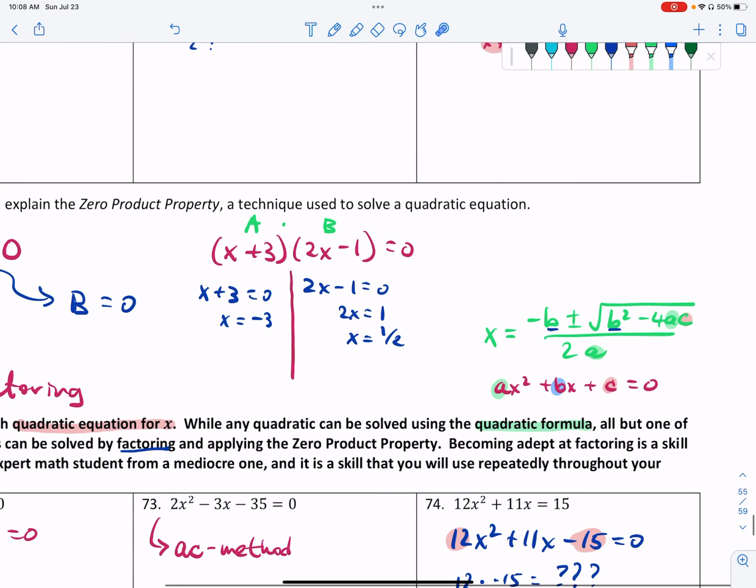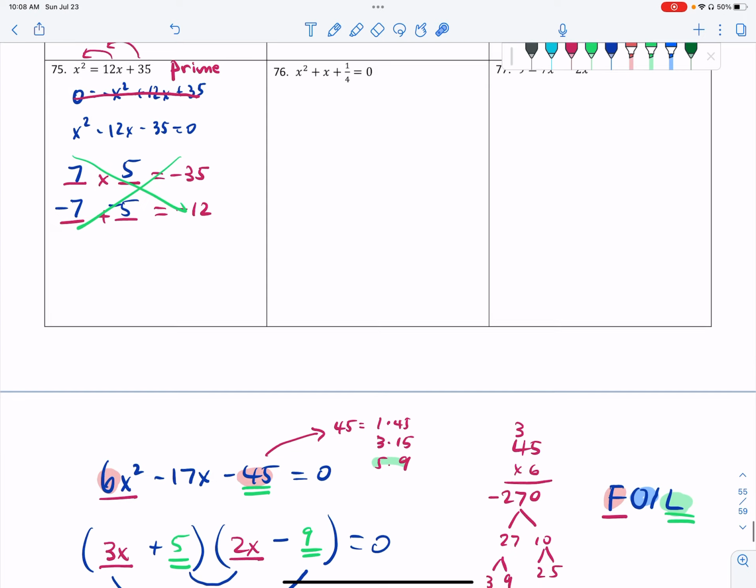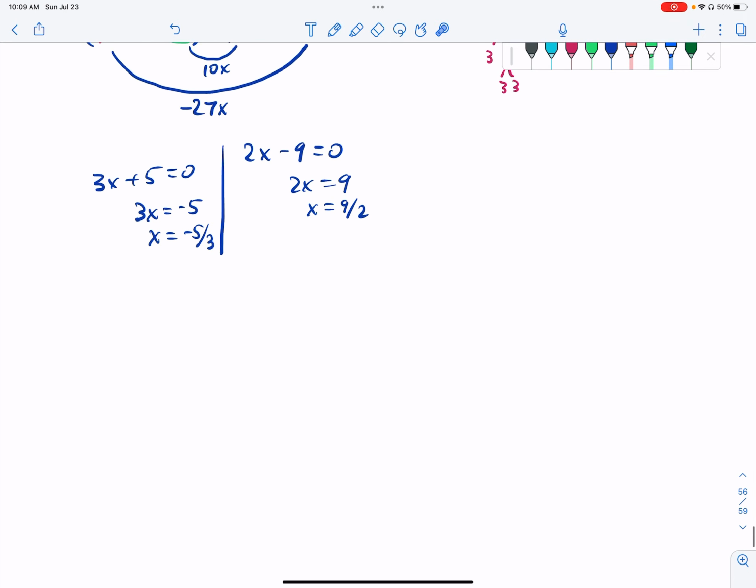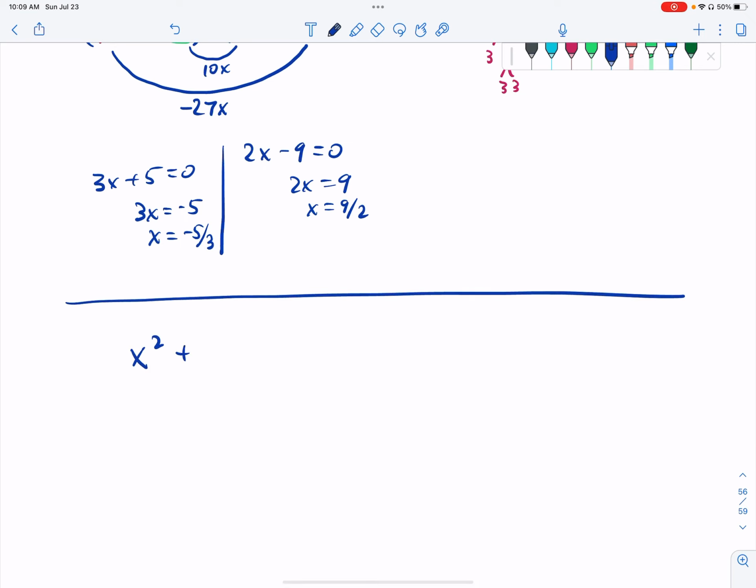So if you would like, I will do not yours, but just some random one. Why don't we try some random x squared plus x plus 1 equals 0.